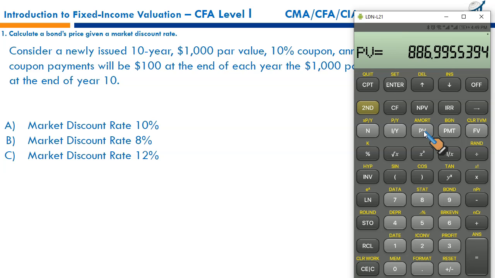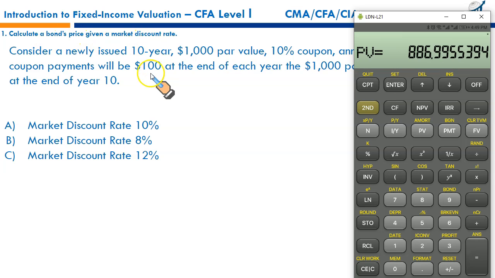Now if the market discount rate is 12%, the bond will sell at a discount. Why? Because your coupon is lower than the market rate, so the bond will sell at a discount of about $113. So when the bond yield increases from 10 to 12, the present value of bond payments, its market value, decreases. So this nicely sums up this LOS, calculate bond price given a market discount rate.